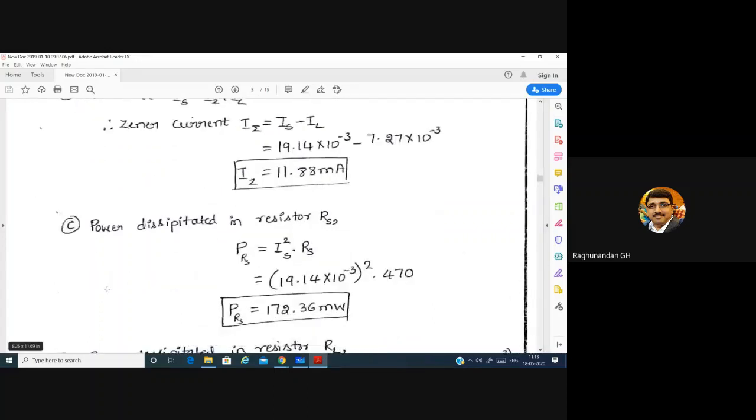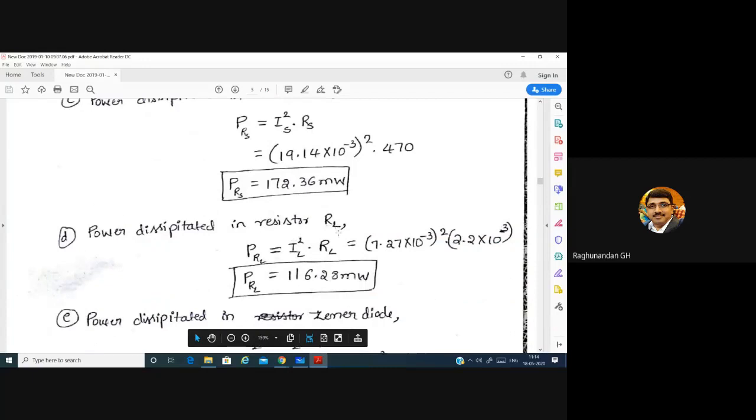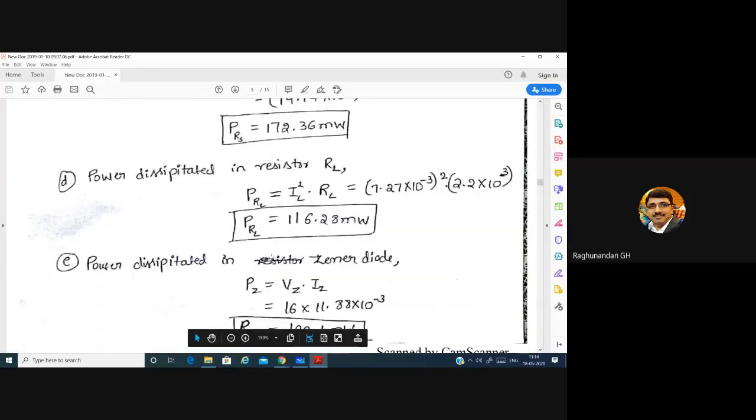Power dissipated means power. You can use I square R or V into I. It is left to you. So power dissipated across Rs means I square R. Is is the current through the resistance Rs, and this is the resistance. Substitute it, you'll get power dissipated. Power dissipated in resistance RL: here it is IL square RL. Substitute it, you'll get the power dissipated.